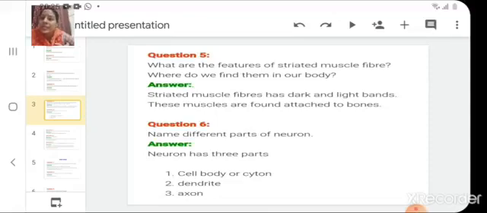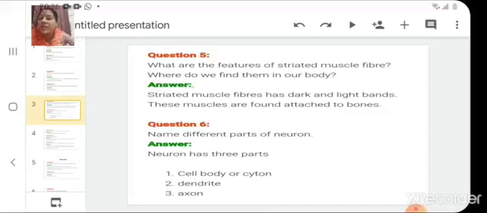Now the next question is, name different parts of neuron. Children, neuron is very, very important because it is the main control system of your body. Heart is very important, and the other important system in your body is your nervous system. So you will see that in higher classes we will study so much about this nervous system, and we will go into detail with that. So let us begin that study of neurons in this class only.